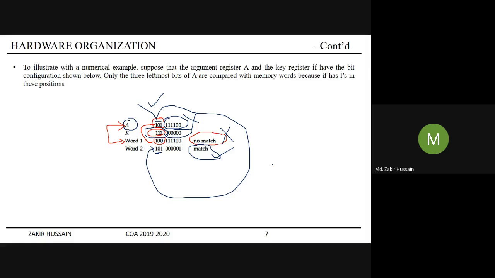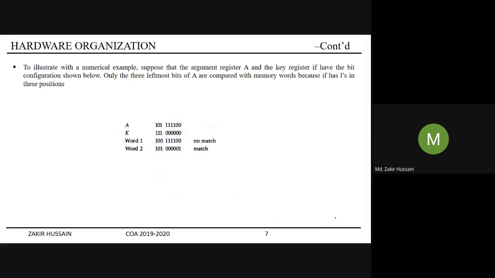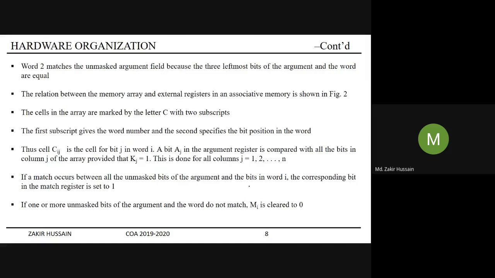Respond. Is that clear? Yes. Are the people there? Yes, sir. Okay. So that's what the thing is here about this. Let us clear this and go to this.